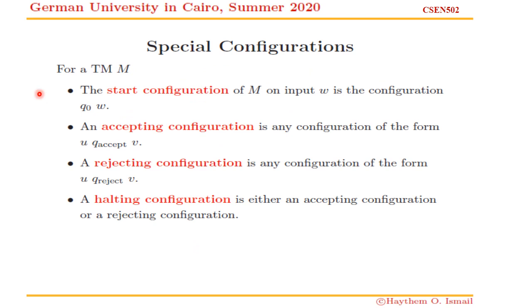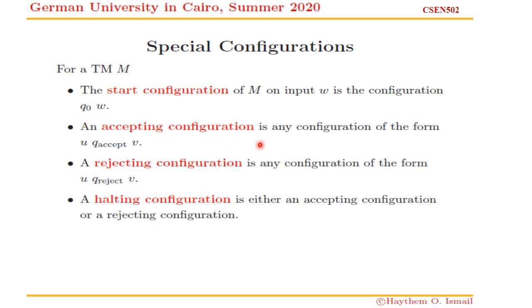Here are some special configurations of Turing machines. So suppose we have a Turing machine M. The start configuration of M on input W is this configuration, Q0W. Q0 is the start state. W is the input, it's what's on the tape initially, and of course initially the head is pointing at the first symbol of W, so U here is the empty string and V is W.